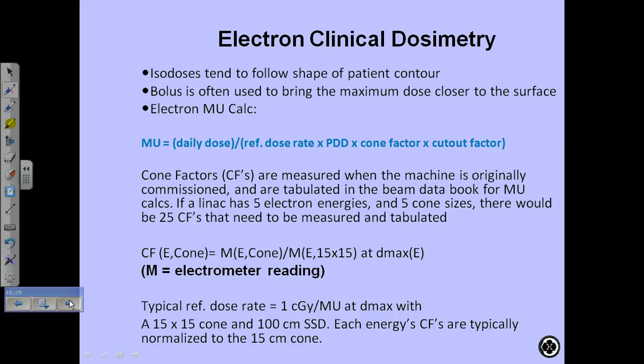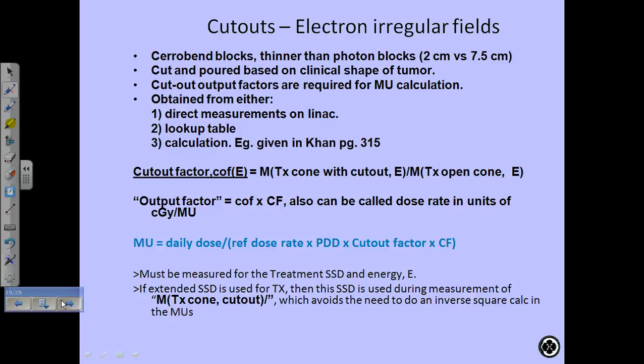Electron clinical dosimetry. Isodoses tend to follow the shape of the patient contour. Bolus is often used to bring up the maximum dose. We know that, and there's the count, which we've talked about before. Cone factors are measured. We've done all this. Typical run. Okay, we've done all that.